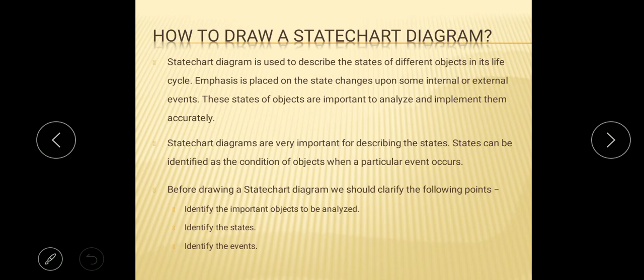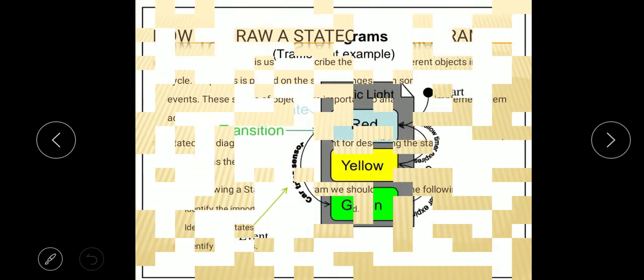Before drawing a state chart diagram, we should clarify the following points: identifying the important objects to be analyzed, identifying the states, and identifying the events. So these three things you should remember first when you want to draw a state chart diagram.